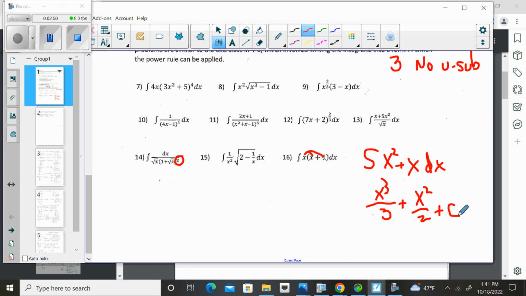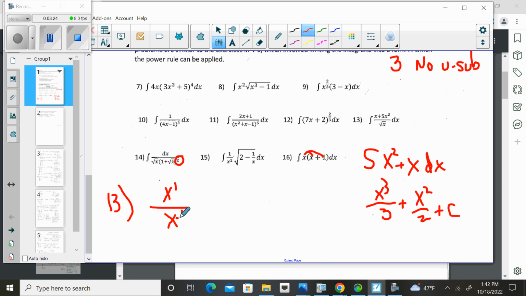What else does not require substitution? There's one other one where I can just multiply, where I can distribute. I'm going to leave that for you to identify though. Now there is another one where I can just divide by the denominator. If I look at number 13, the denominator is x to the half.